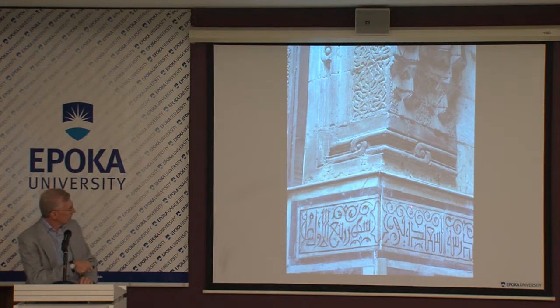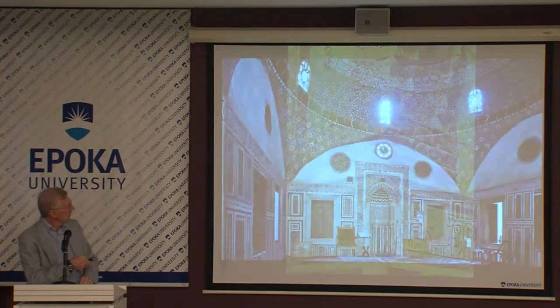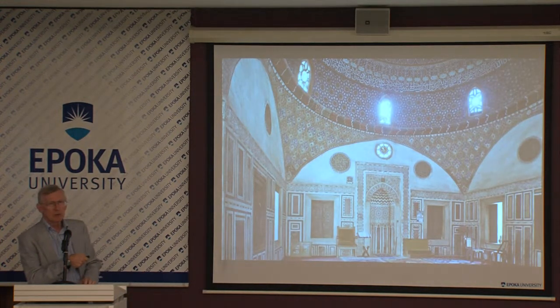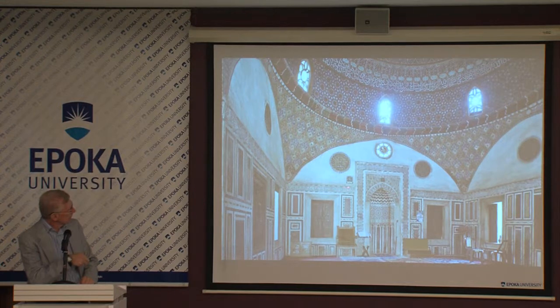And this is a purely decorative form of Kufic. It's one, in fact, which was also continued on into the early Ottoman period in Cairo. This is a mosque in the citadel in Cairo dating from the early part of the 16th century.